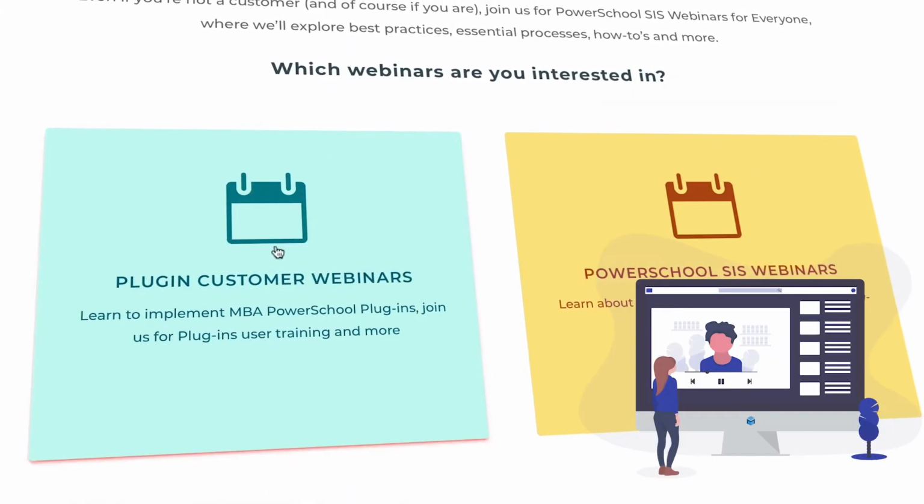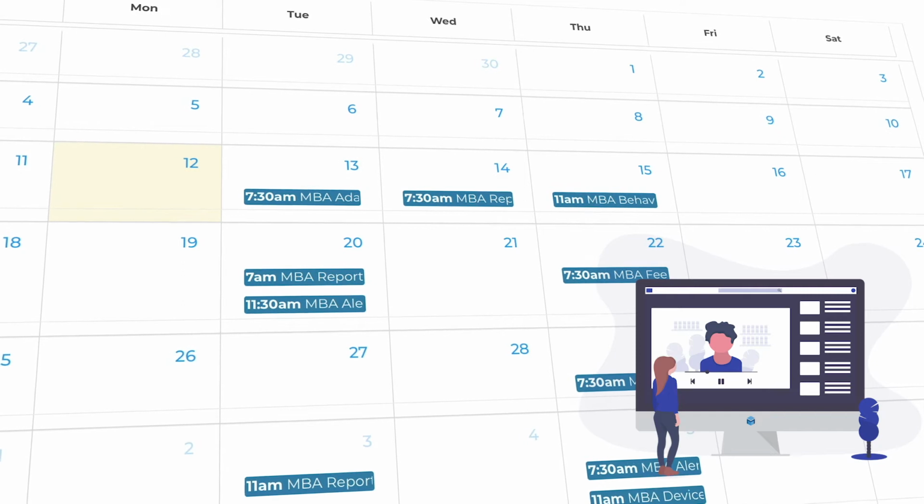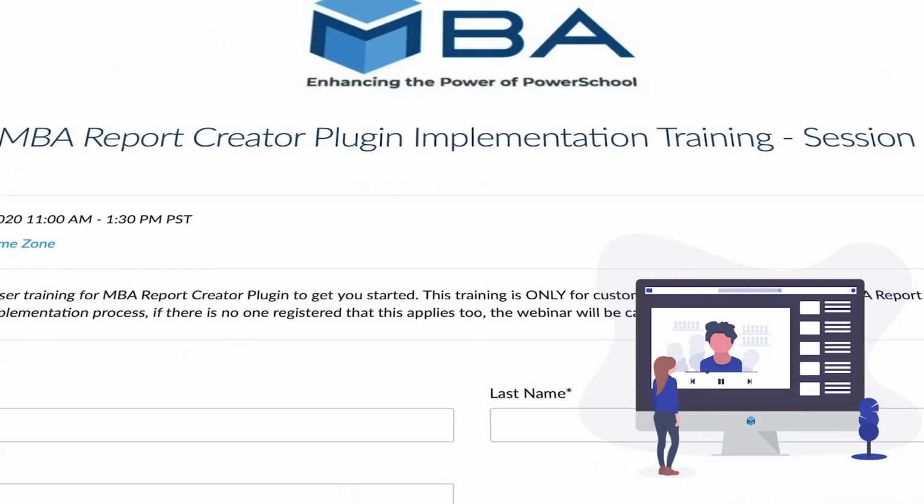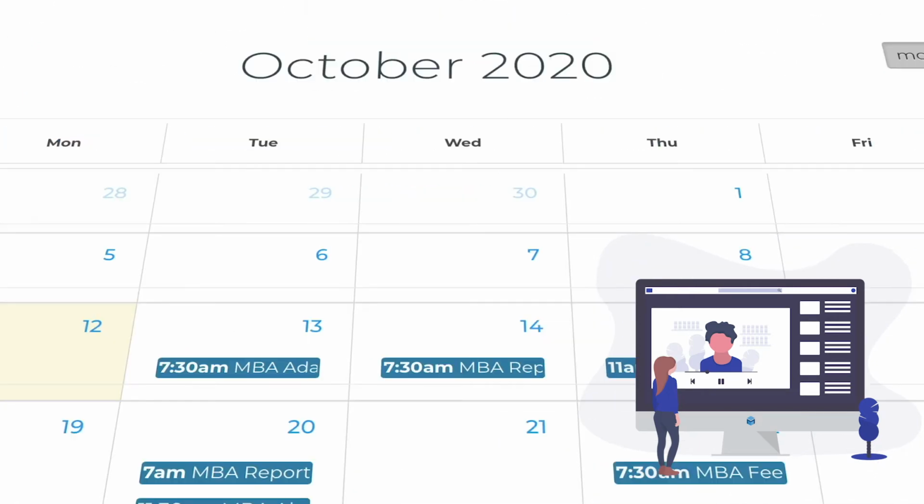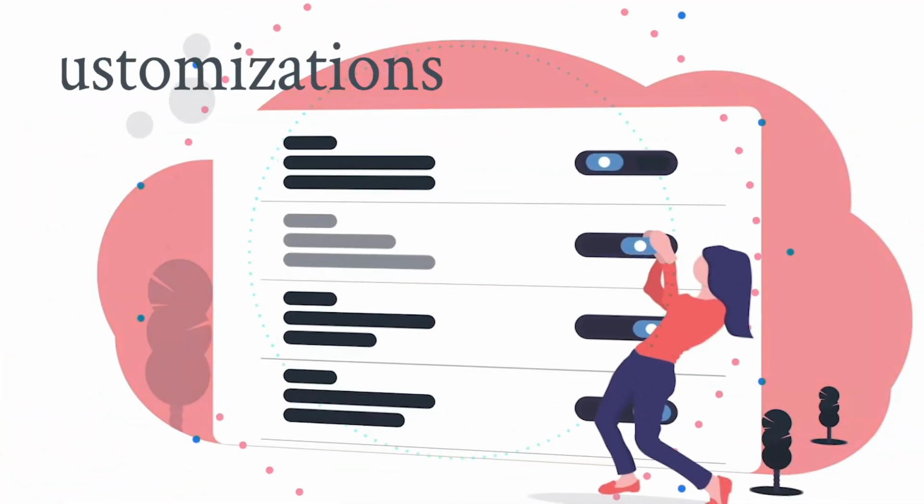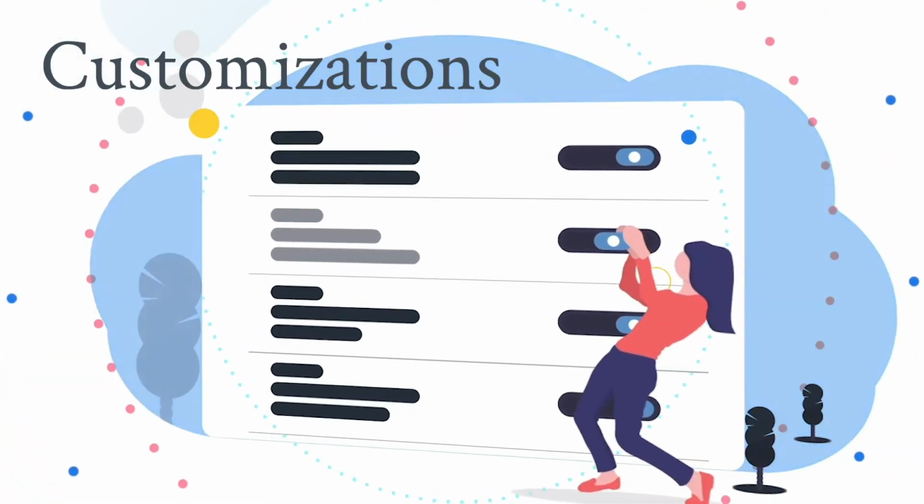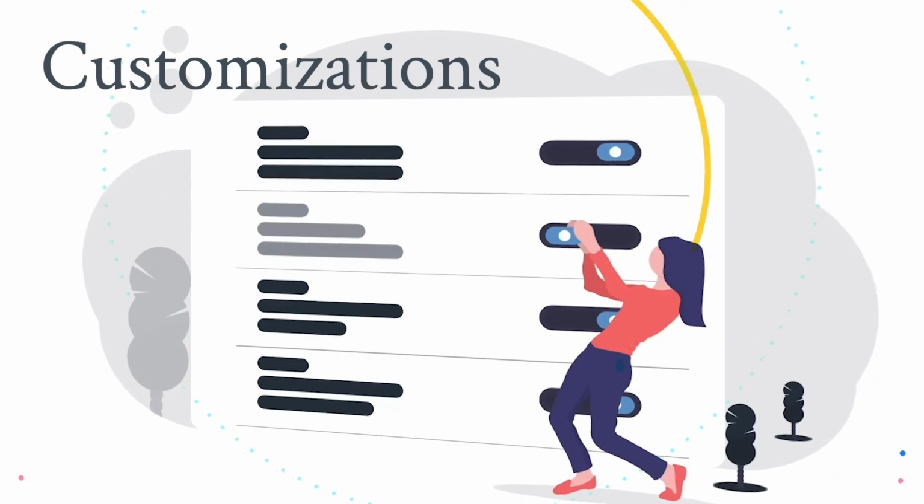Professional development from MBA includes regular webinars specific to MBA plugins and events to help you explore best practices, essential processes, how-tos, and more on PowerSchool. Trust MBA to help accommodate the unique needs of your school district with customizations tailored to your specific goals.